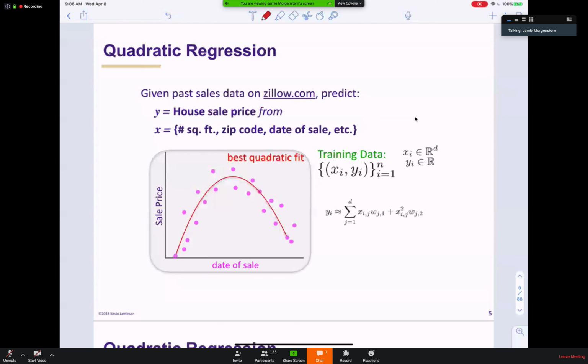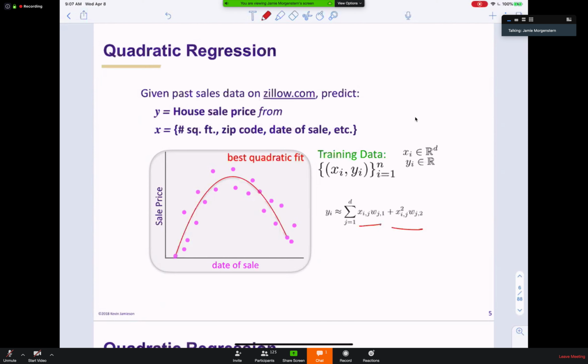Okay, so as I promised, we're now going to be thinking about perhaps more complicated functions of the features that we have gathered, and using those to make predictions about sale price. For example, one thing we might think about is quadratic functions. And I think we briefly saw this slide last time.